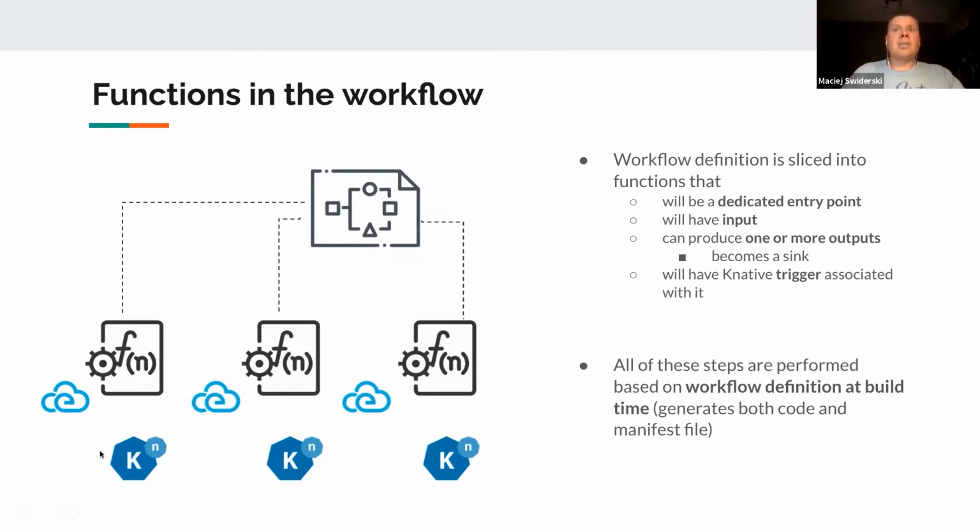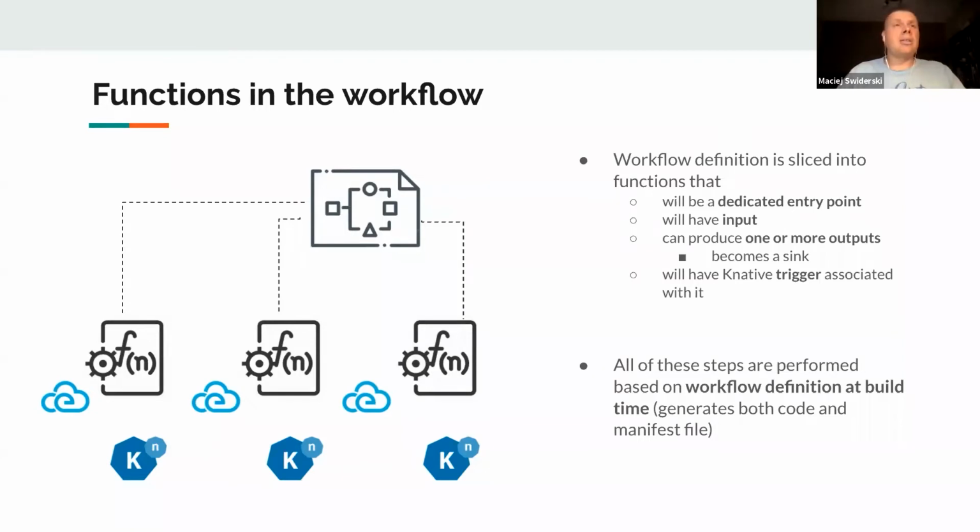And every single function has a dedicated trigger, a Knative trigger with a filter based on the type attribute, and the type attribute is based on the identifier of the function. All of this is actually generated at the build time of your service. So the slicing of your workflow, the generated code for functions, the identifiers of the functions, and lastly, the manifest file that sets up everything for deployment to the Knative or Kubernetes cluster, is created at build time and provided to you as a starting point.